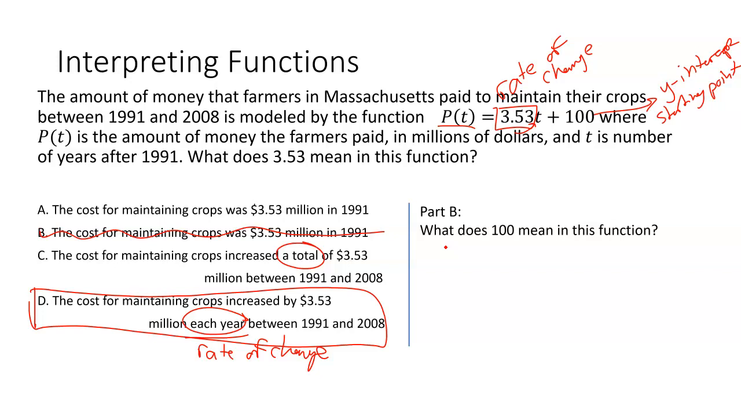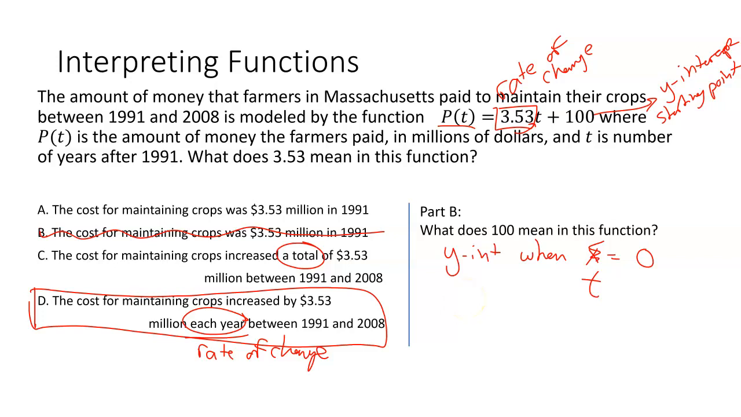Think of this. Our formal definition of a y-intercept is when x equals 0. Well, in this case, our x is actually a t, because that's our independent variable, our input. So when t equals 0, what year is it?